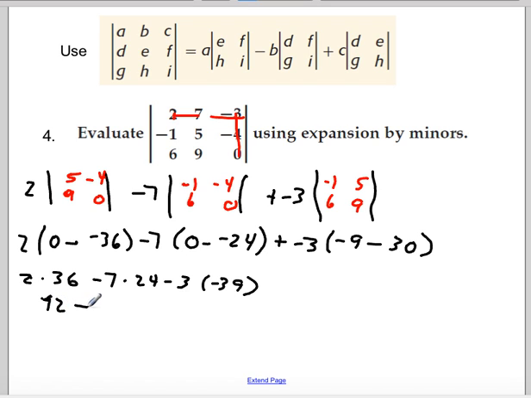And then 7 times 24 there is 168. And then 3 times 39 there is 117. So now we can take 72 minus 168 plus 117 gives us 21. This is supposed to be 72.